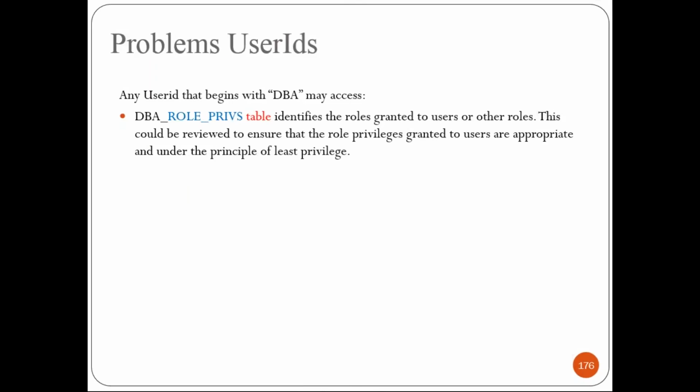Privileges, you'll notice kind of a repeating pattern here. The DBA roles privileges has all the privileges that have been granted. The level of access within that table. It's not just the list of tables, it's what can they do within a specific table.